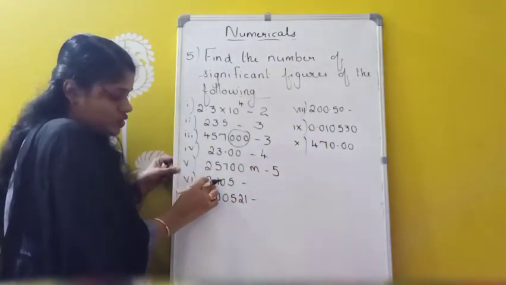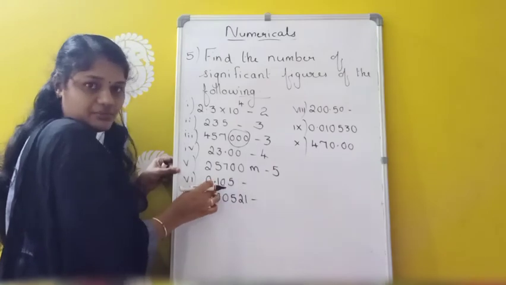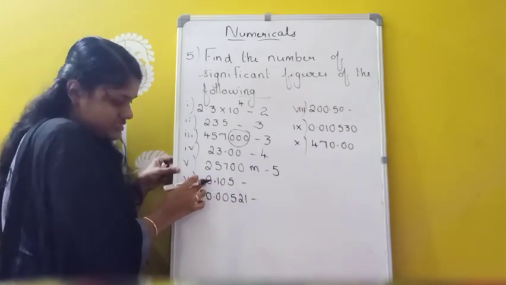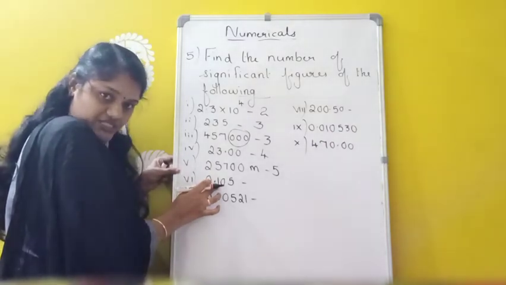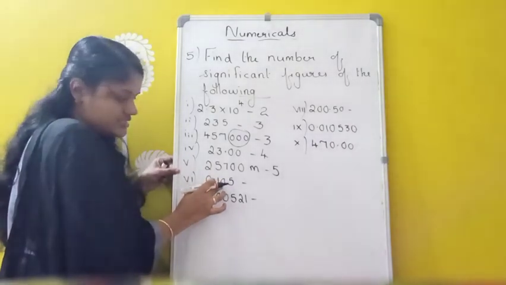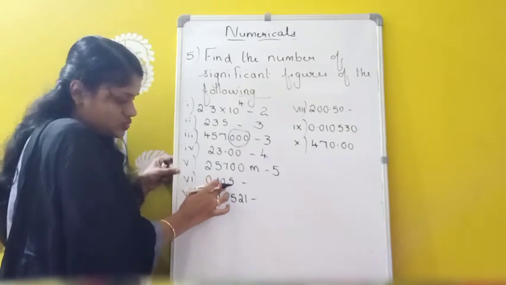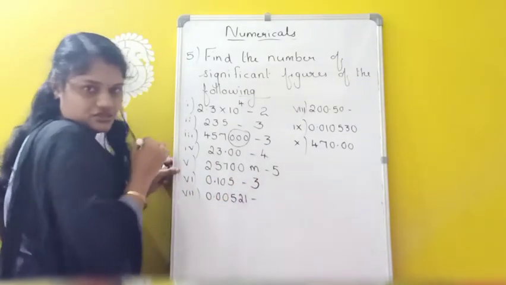Now here 0.105. It's a number less than 1. So before decimal, 0 is not significant. But after decimal, one non-zero digit, then only 0 is coming. That means this 0 is significant. So 1, 2, 3. 3 significant figures.